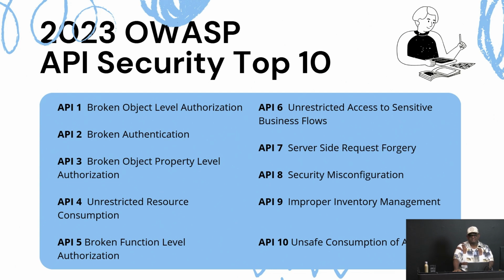Unrestricted access to sensitive business flow. What is this? Somebody will identify a sensitive business flow. Are you able to recall any such incident? Okay, I'll give a clue. PS5. Does that ring a bell? Can you remember the PS5 shortage? A lot of people were struggling to order them online. So this is what happened there.